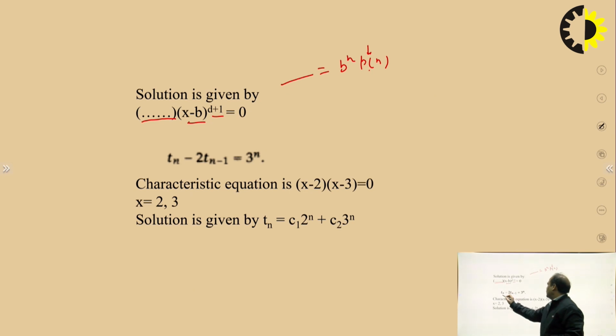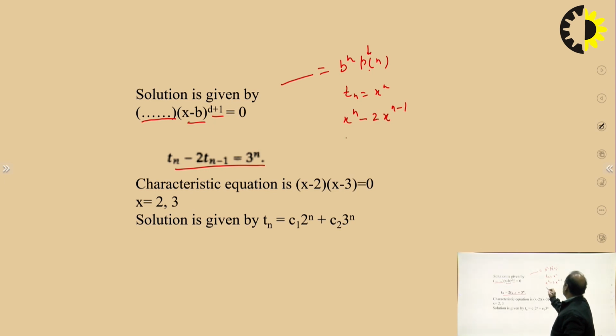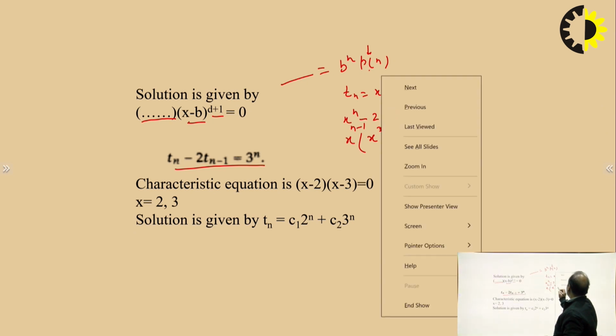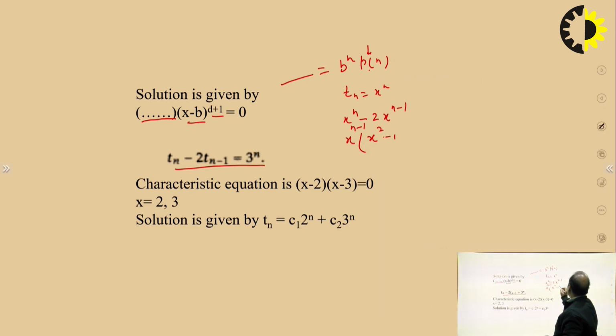For example, consider this recurrence. If we put T(n) equal to x to the power n, the left-hand side will be x to the power n minus 2x^(n-1). Take the lower order term outside, so it will be x to the power n minus 1 times (x minus 2), not 0. So the left-hand side is x minus 2.